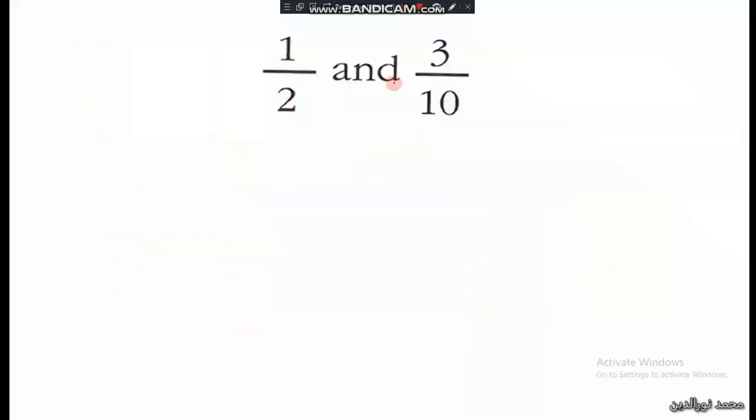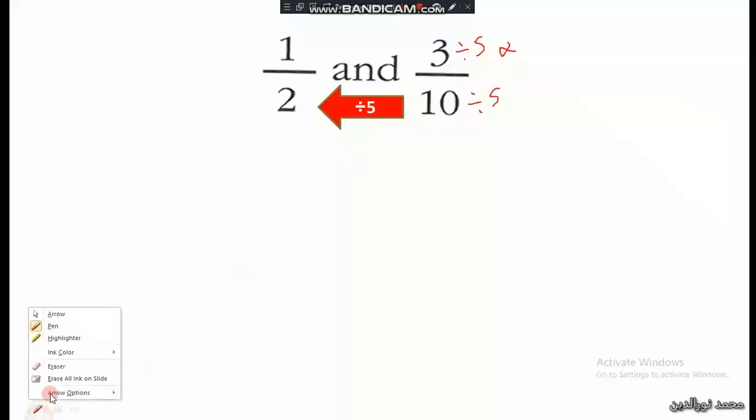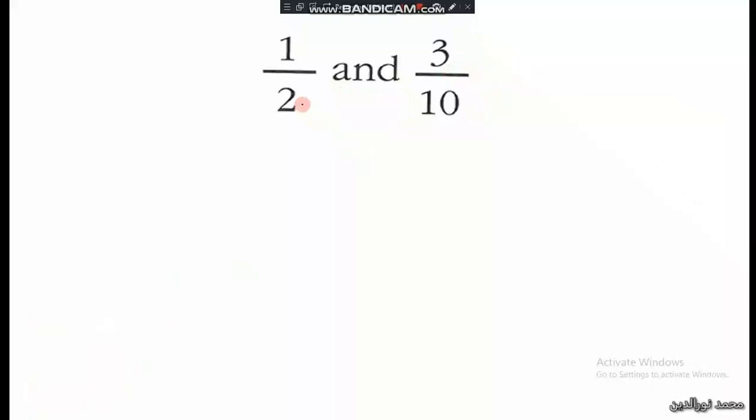So 1 over 2 and 3 over 10. Can I make 10 become 2? Yes, we could divide 10 by 5. So as we do with the denominator, we must do with the numerator. 3 divided by 5, we cannot divide 3 by 5, so I will look for another way. Can I make 2 become 10? Yes, we multiply by 5.